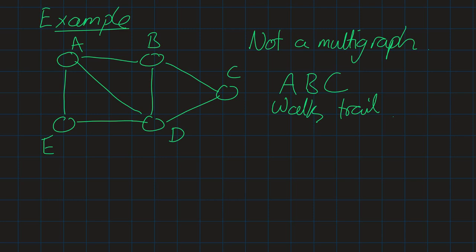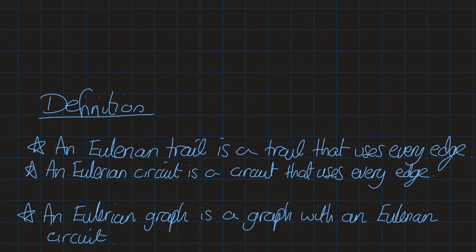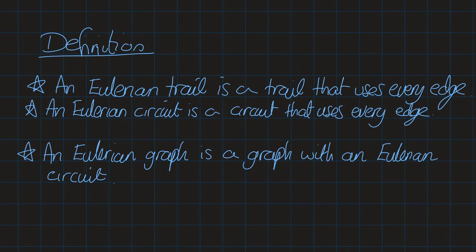Okay, let's move on to another definition. This definition is very, very important, and it's going to come up again and again over the next few lectures. So what does it say? This definition says an Eulerian trail is just a trail that uses every edge. An Eulerian circuit is a circuit that uses every edge. So the word Eulerian is just a modifier, which means use every edge.